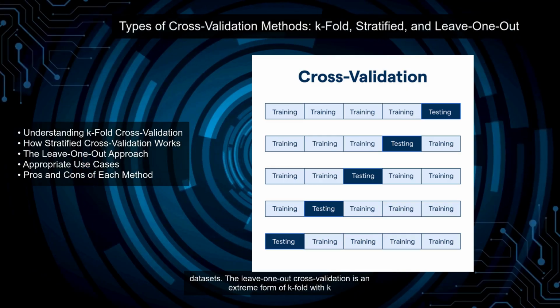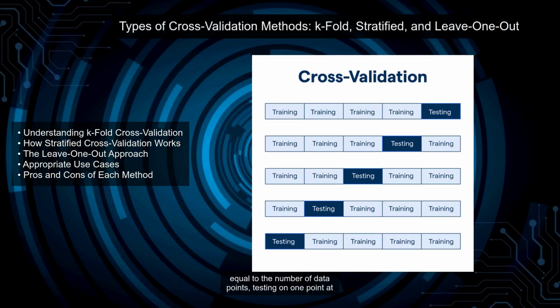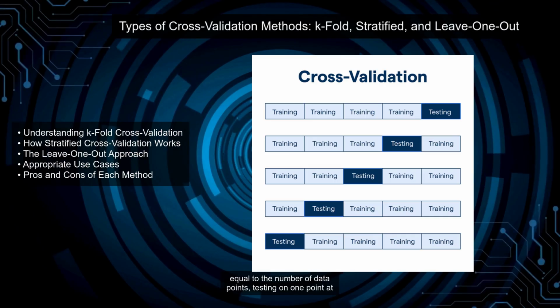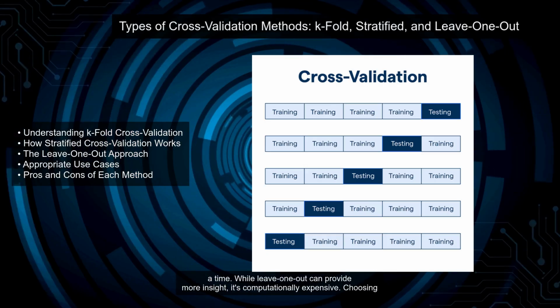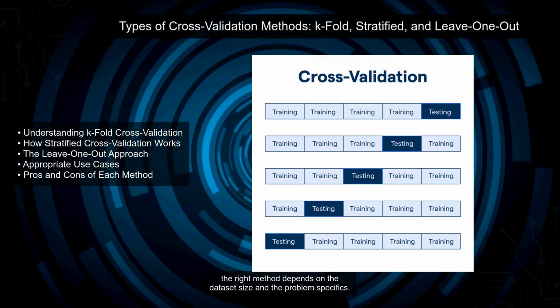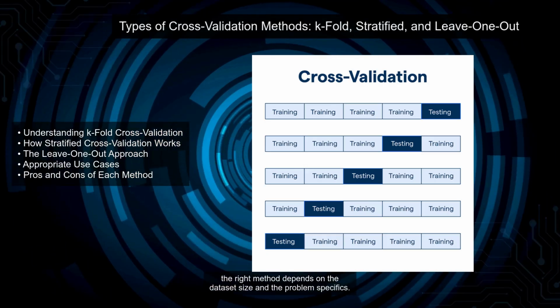The leave-one-out cross-validation is an extreme form of k-fold with k equal to the number of data points, testing on one point at a time. While leave-one-out can provide more insight, it's computationally expensive. Choosing the right method depends on the dataset size and the problem specifics.